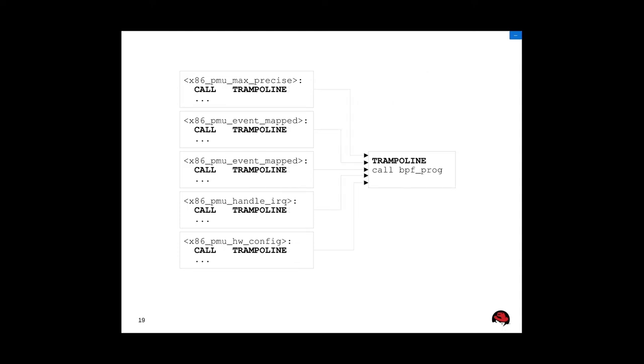With this new API, you end up in this situation where you have multiple functions calling a single trampoline, which needs to call the BPF program and needs to prepare all the arguments from different functions which have different numbers of arguments.